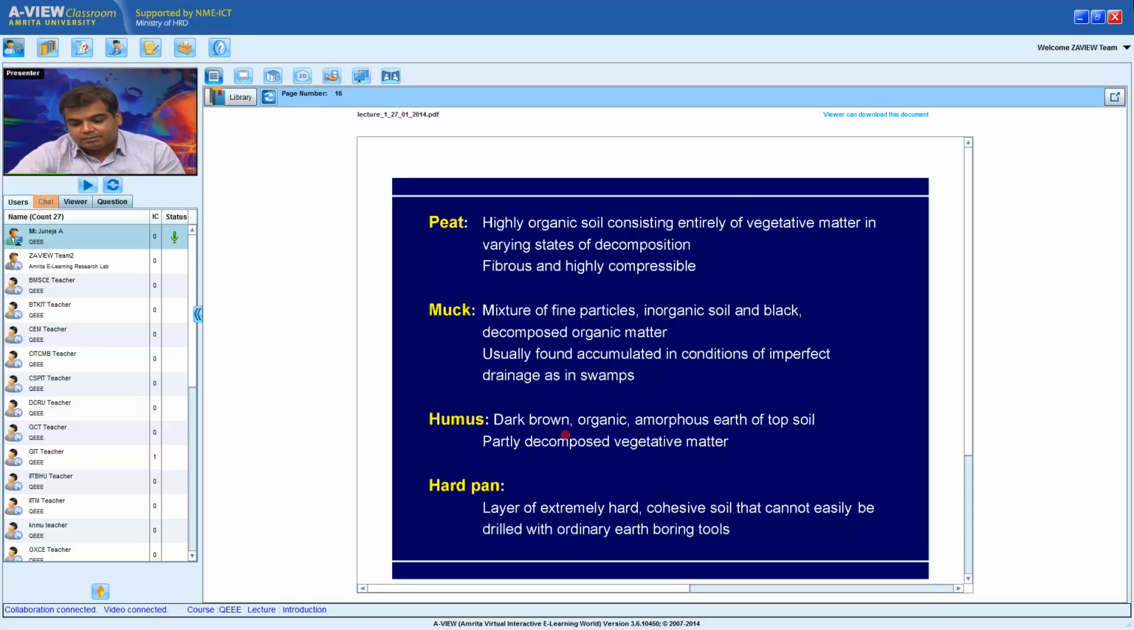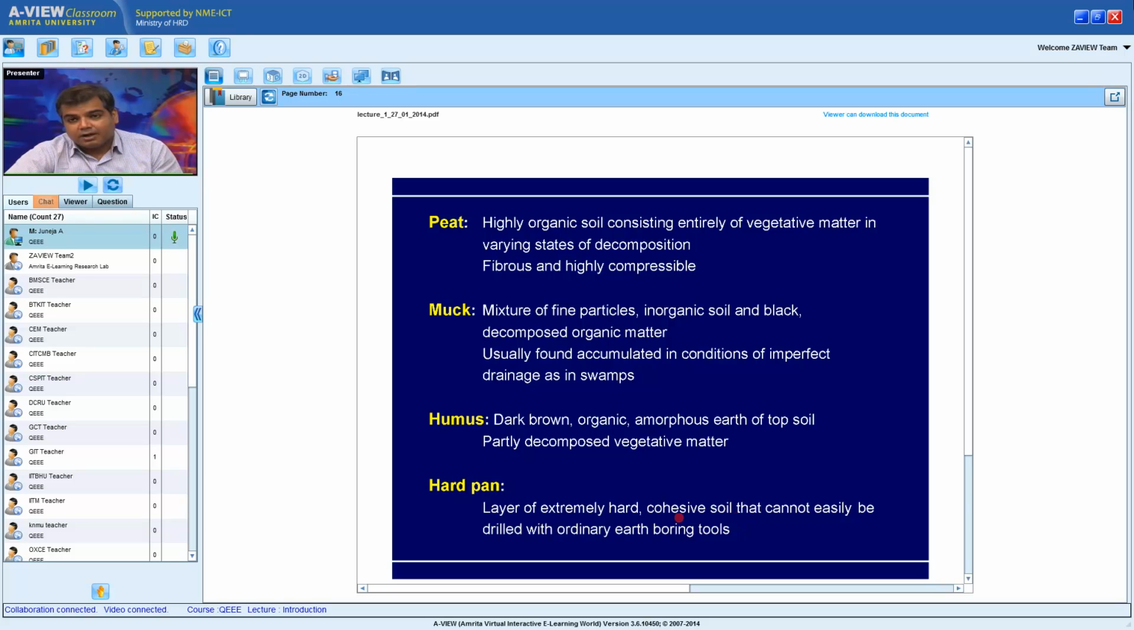Humus is very similar. It is dark in color and consists of organic matter mixed with topsoil. In fact, humus is something we use as a natural fertilizer for our plants. A hard pan is an extremely hard, cohesive soil that is very difficult to work through.